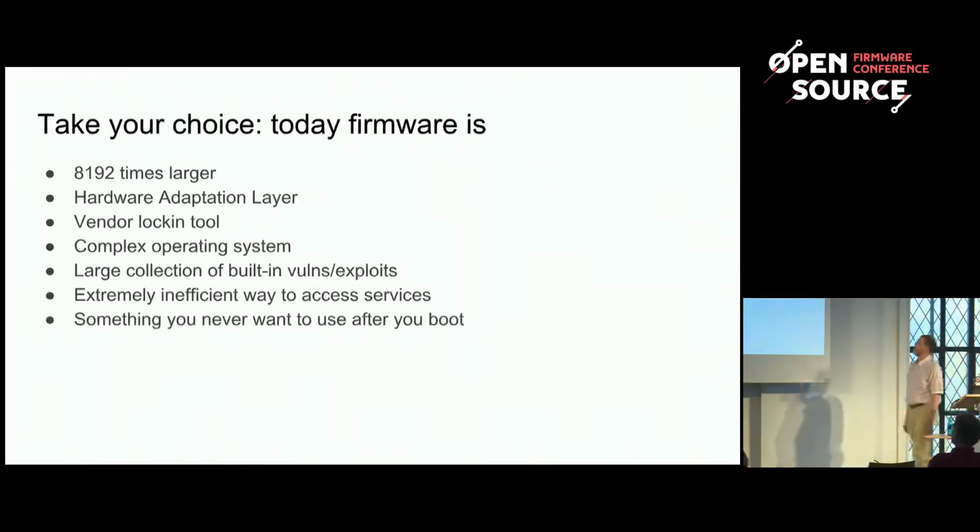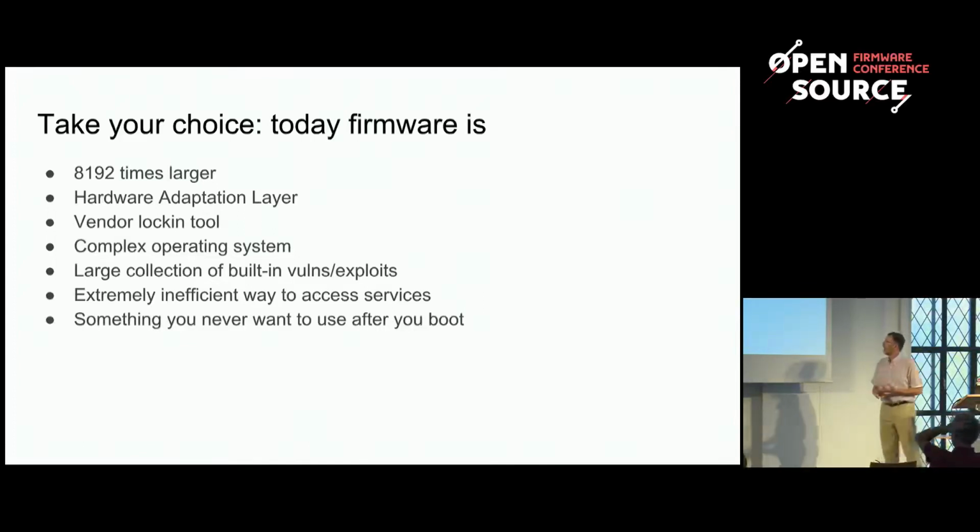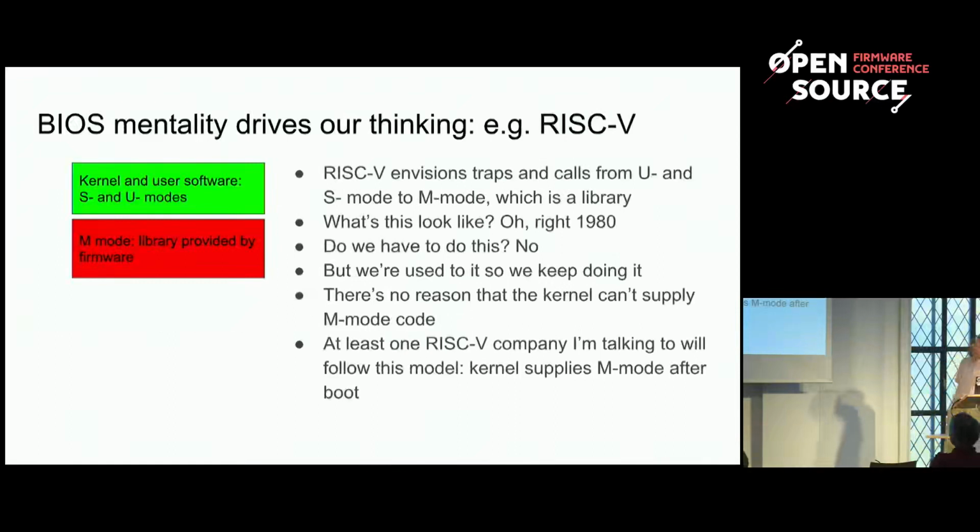So where we are today is the firmware is 8192 times larger. It's a hardware adaptation layer. It's a vendor lock-in tool. I mean, you can pick your choice of these. I tend to pick them all. It's a complex operating system. It's a large collection of built-in vulnerabilities and exploits. It's a very inefficient way to access your services. And in my opinion, it's something you never want to use once you're booted. That's the reason for what we're doing here. And yet it keeps recurring.